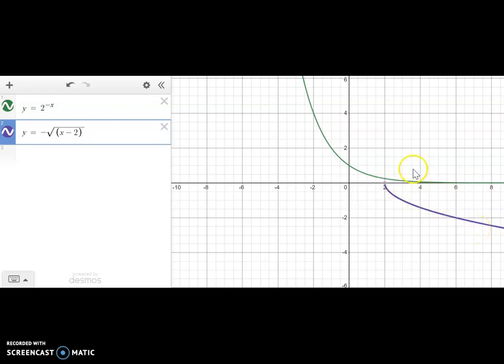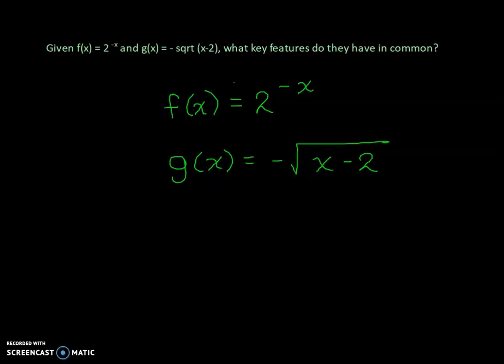And if I also look from 2 to infinity, the green graph, remember we read from left to right, is decreasing. It's going downwards as I go from left to right. And the same thing is happening with the purple. So it's decreasing, it's going downwards as I head from left to right. Those are the two things I'm going to note about the key features these two functions have in common. They have a domain that goes from 2 to infinity. And mind you, you'll probably see this in sentence form, but I'm just writing abbreviated what's happening for the key features that they have in common.